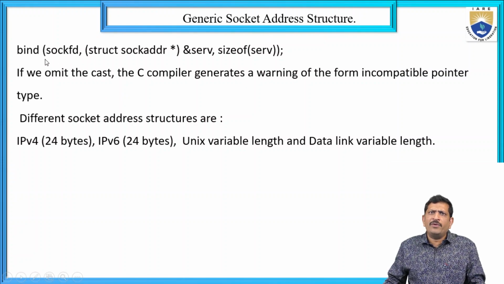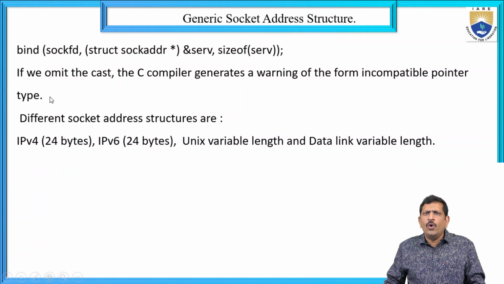Here in the bind function we are using sockfd, and the struct sockaddr is a pointer type which refers to the address of serv. It is referring to the address of the server, binding the server address and port number, and the length is sizeof serv. Here sizeof specifies the length. If you omit the cast in C, the C compiler generates a warning of the form incompatible pointer type.